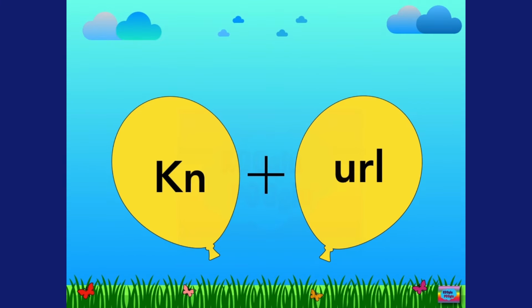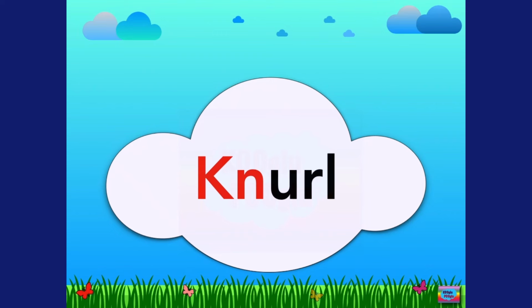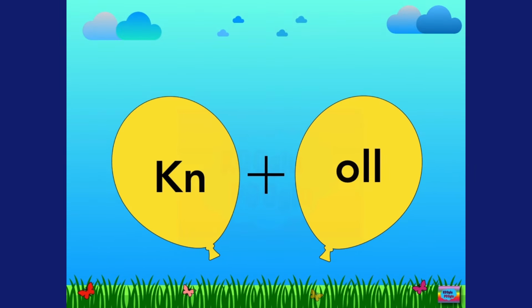N and earl. You guys might not know it, but I do. If you know it, then type. Knurl means basically the keyhole in the door. Knurl.